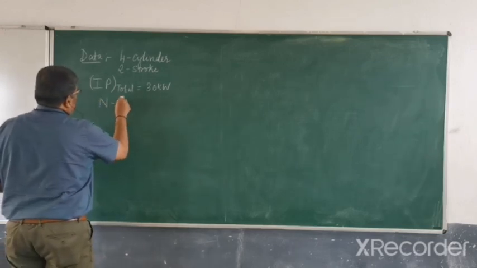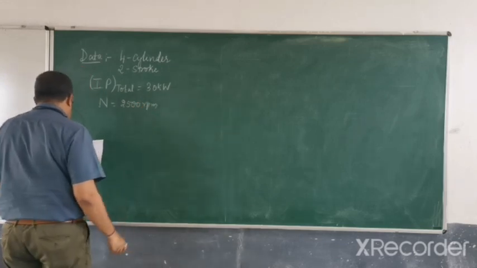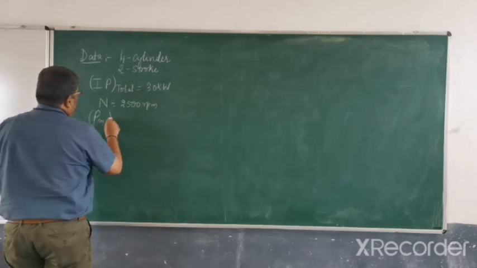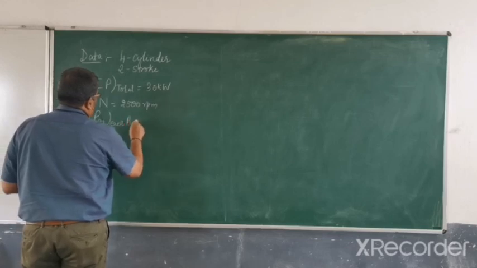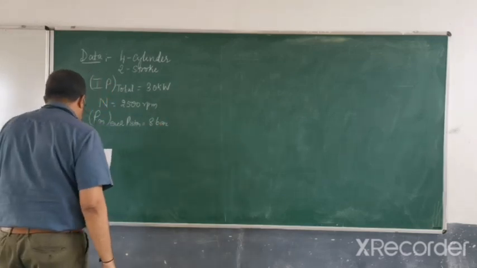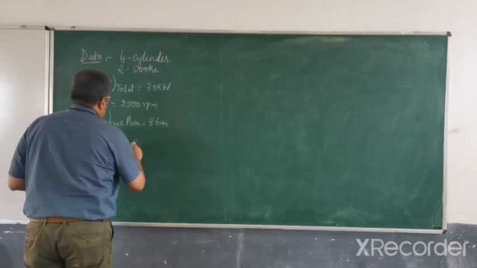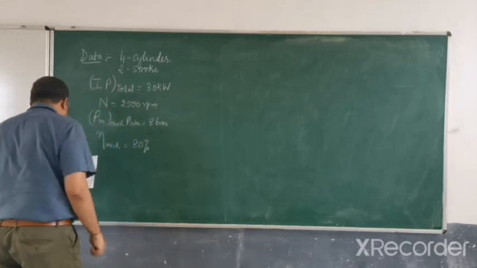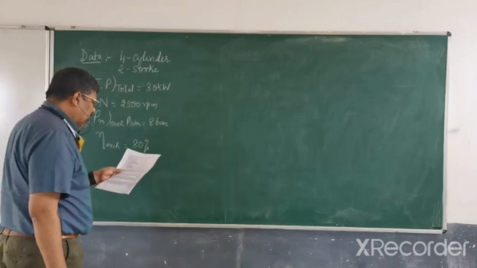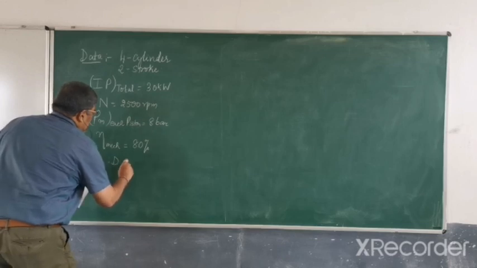The engine RPM is 2500. That is the crankshaft speed. Then the mean effective pressure on each piston, that is PM, mean effective pressure on each piston, is 8 bar. And mechanical efficiency is 80%. Calculate the diameter and stroke of each cylinder with the stroke to bore ratio. Now, stroke to bore ratio is L is to D. This value is given as 1.5.